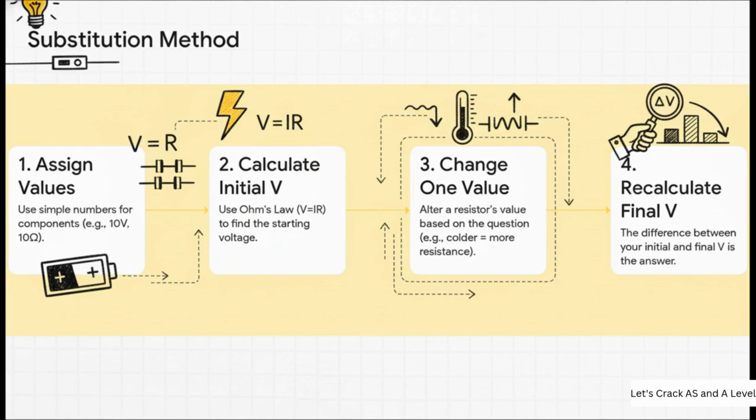Step 3. Recalculate. The new total resistance is 40 ohms. The new voltage across the bottom resistor is 2.5 volts. So what happened? The reading went from 5 volts down to 2.5 volts. It decreased. See that? You've turned a confusing word problem into a simple, certain calculation.